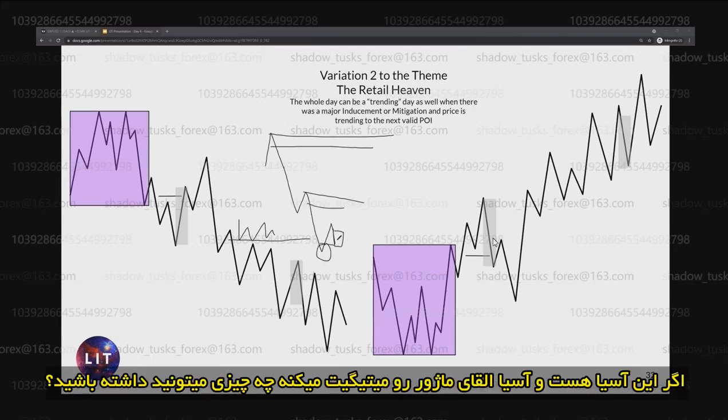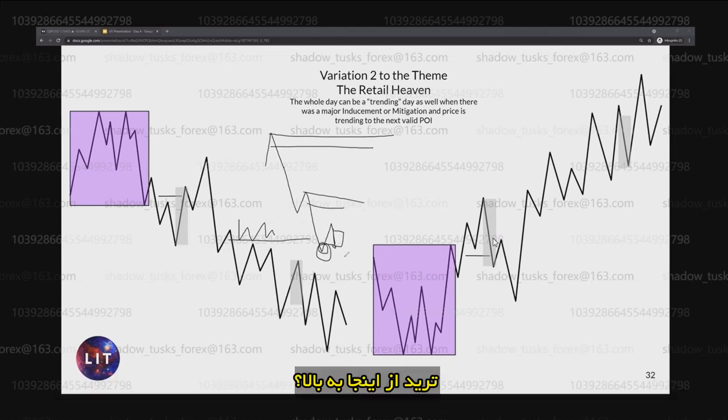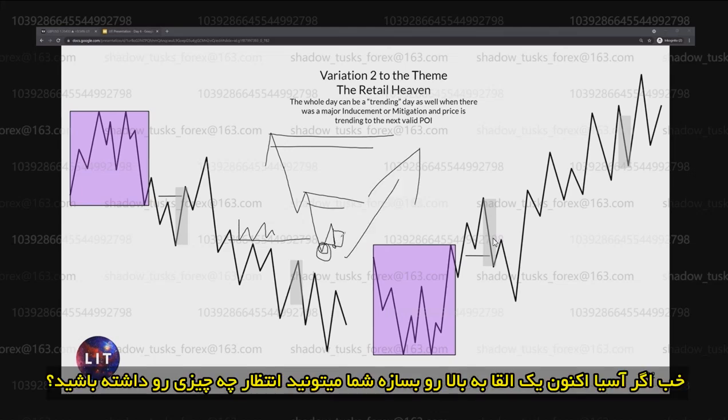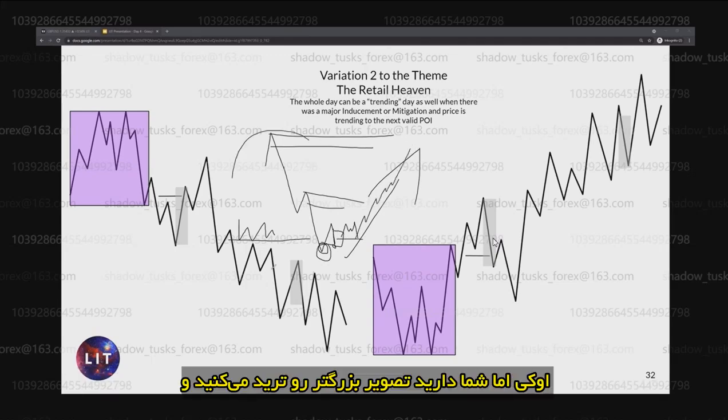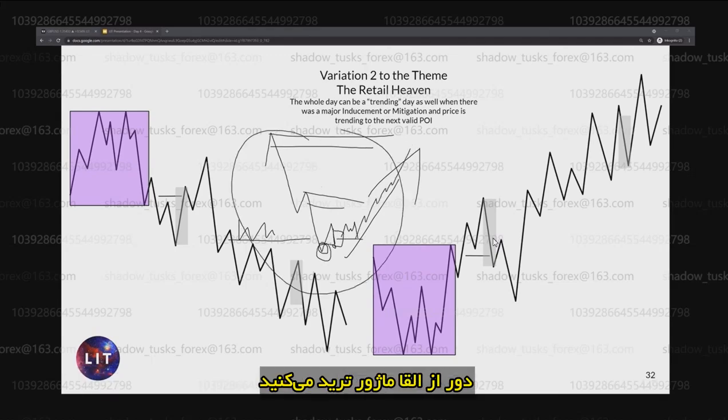Right? If this is Asia in here and Asia mitigates the major inducement, again, what can you have? Trading away from here, you expect it anyway. So if Asia now makes an inducement high, what can you expect? Best case, it comes back to the Asia midline and then goes like this. But you're just trading the bigger picture play and you're trading away from the major inducement. Make sense? When a major inducement happens, how do we know they grabbed enough liquidity? So again, look at the bigger picture.